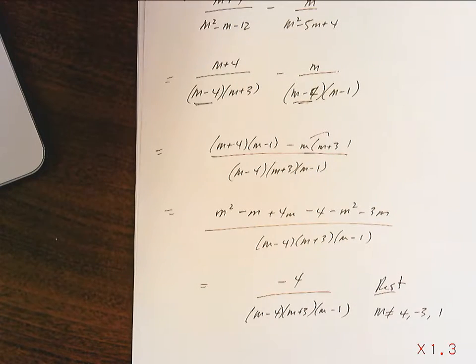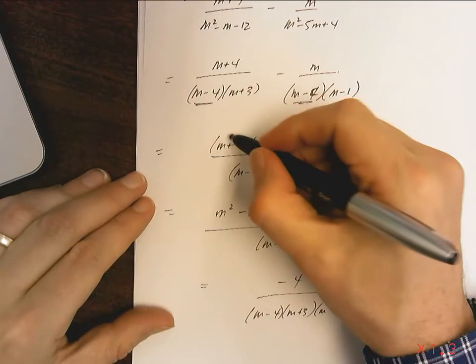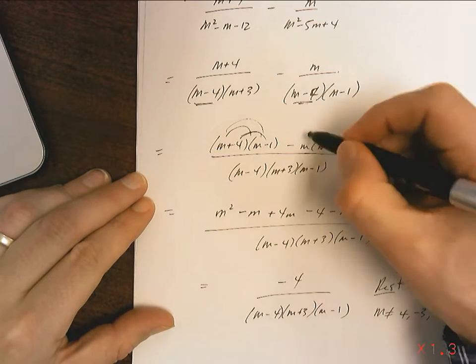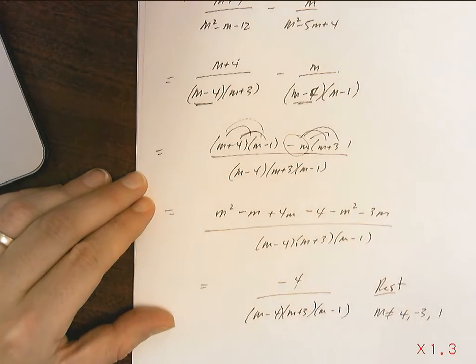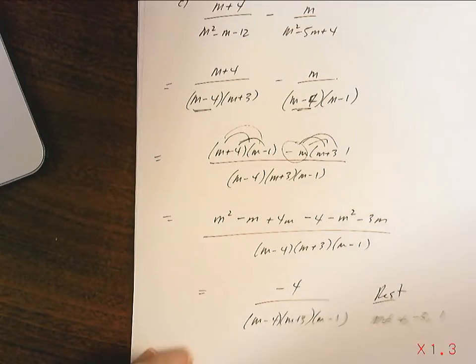So that was the third one. Be careful when you're multiplying this, please. This is the distributive property, and the entire negative n goes into both of them. So be sure that you do that correctly.